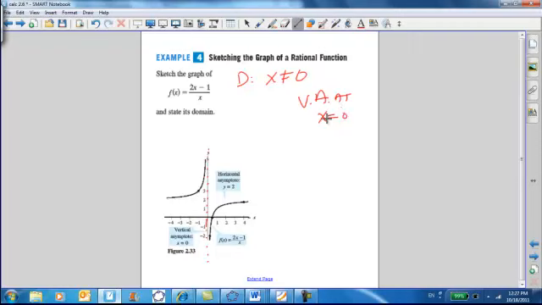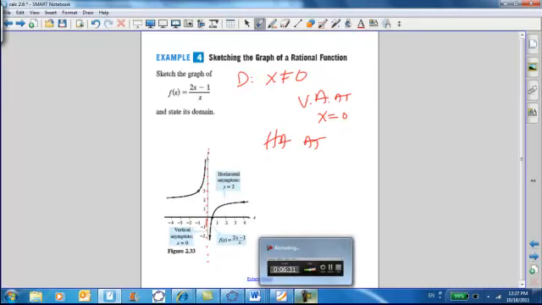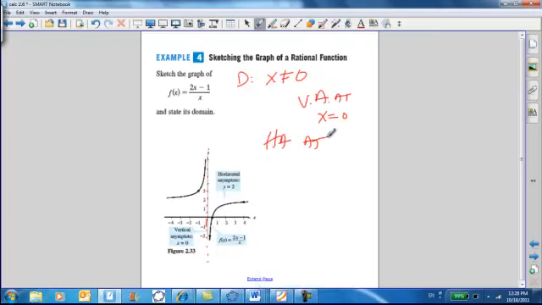And horizontal asymptote at y equals the ratio of leading coefficients, because this is first degree over first degree. Look at the ratio of leading coefficients, 2 over 1, and we get 2. So y equals 2 is the horizontal asymptote. Like that. And y equals 2.